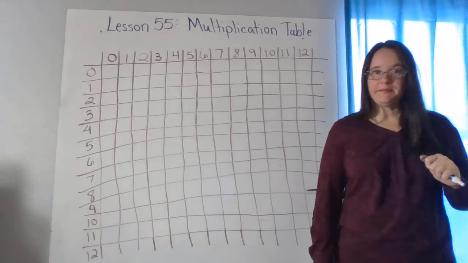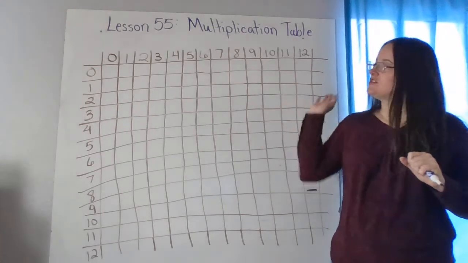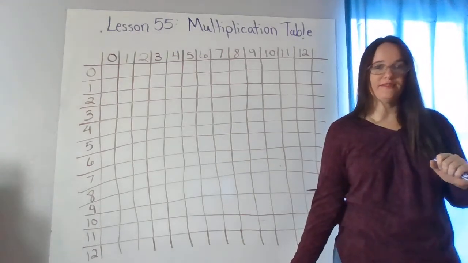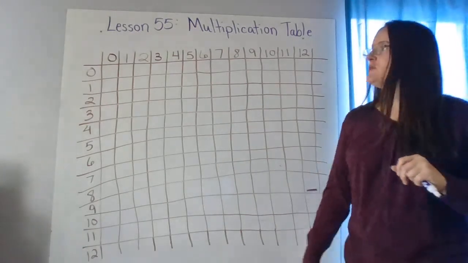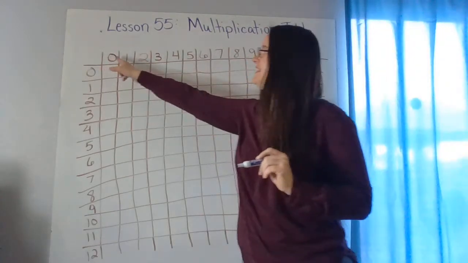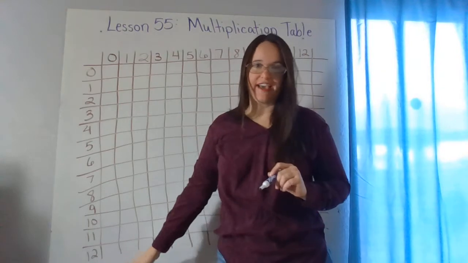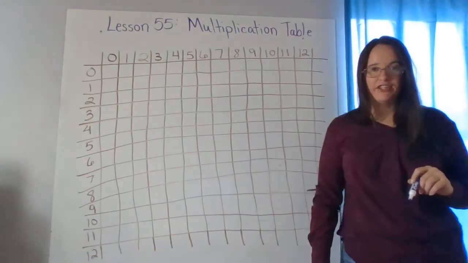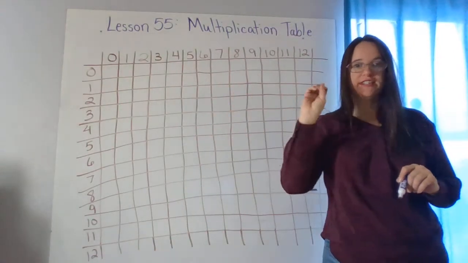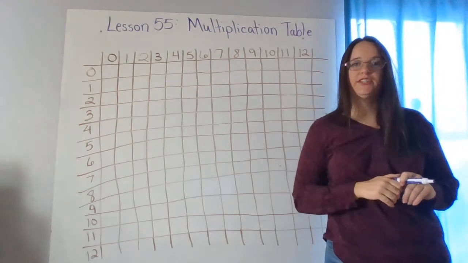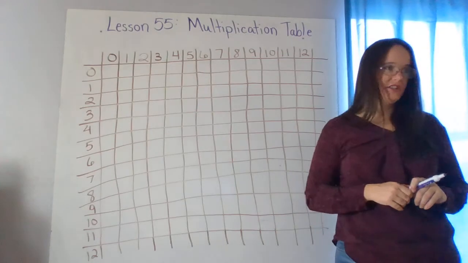So a multiplication table is just a chart or a table where we can find answers to multiplication problems. So we read it like this. These numbers that are already here are called factors. And in a multiplication problem, we take a factor times a factor, and that equals our product, which is the answer to a multiplication problem.